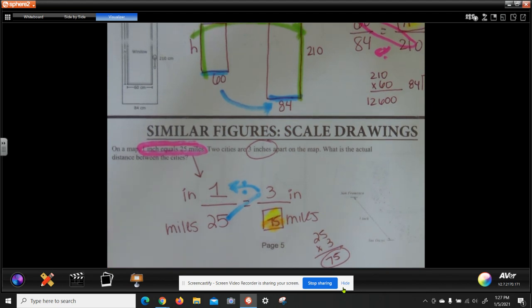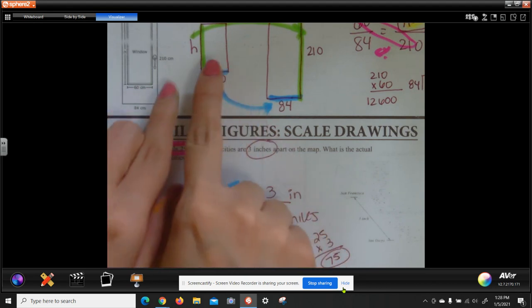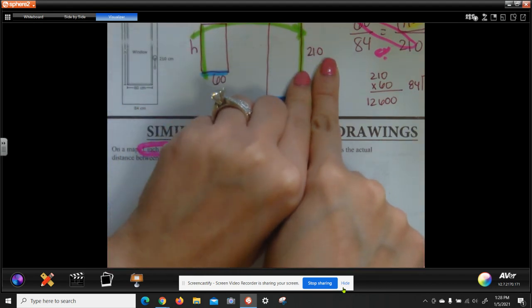You can go back and look at the problems, look at the other videos if you're still having trouble, but it all comes down to the matching, guys. It all comes down to matching the corresponding sides and setting up your proportion. Remember to go from left to right.